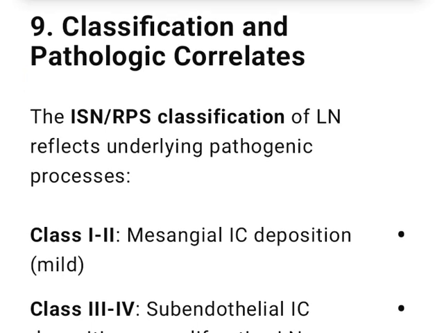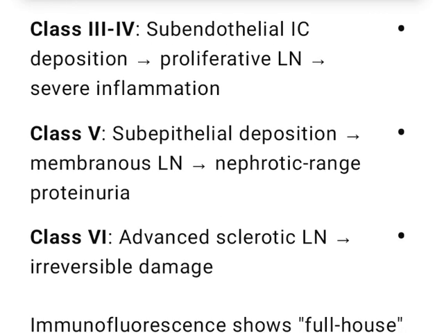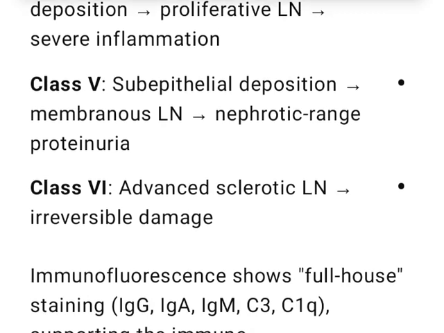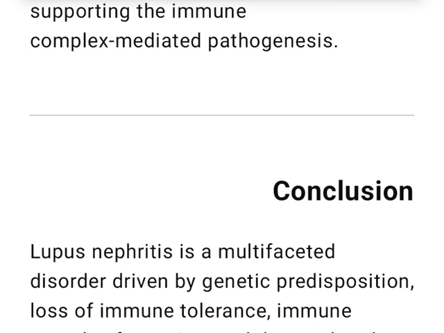9. Classification and pathologic correlates. The ISN/RPS classification of LN reflects underlying pathogenic processes. Class II, mesangial IC deposition, mild. Class III and IV, subendothelial IC deposition, proliferative LN, severe inflammation. Class V, subepithelial deposition, membranous LN, nephrotic range proteinuria. Class VI, advanced sclerotic LN, irreversible damage. Immunofluorescence shows full house staining, IgG, IgA, IgM, C3, C1q, supporting the immune complex-mediated pathogenesis.